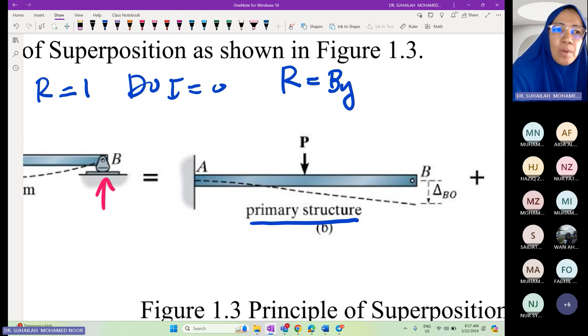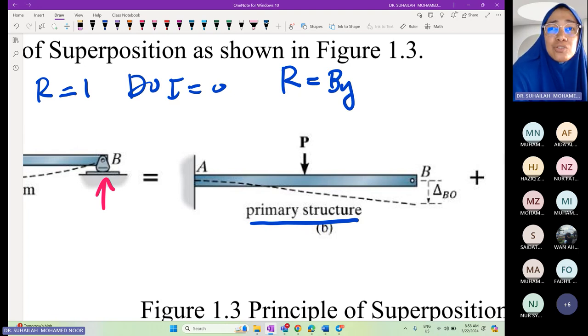So macam mana nak solve the problem? Remove redundant. When we remove redundant, it become primary structure. So primary structure is determinate structure. Redundant ni dia akan ada option. Dia not necessary BY. Yang lain pun boleh jadi redundant.